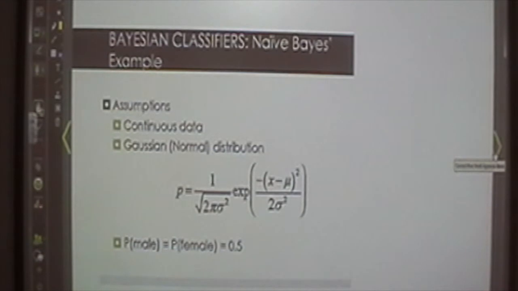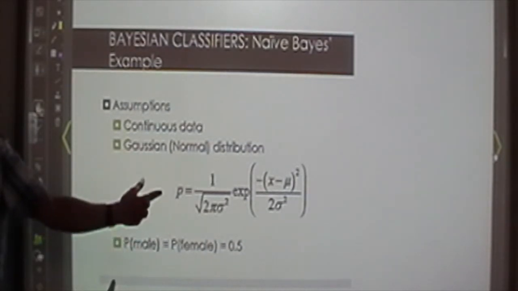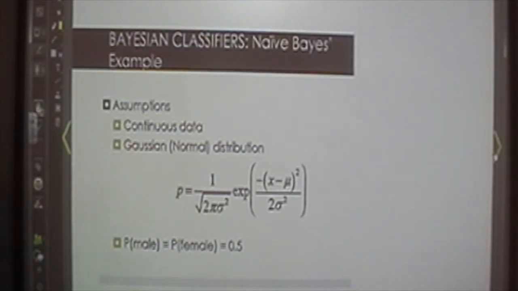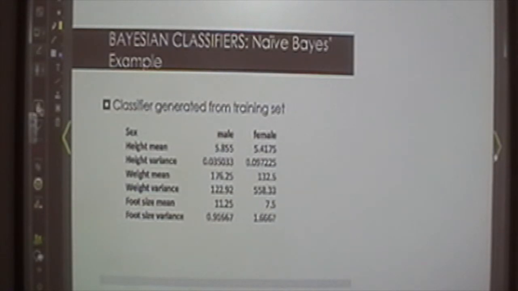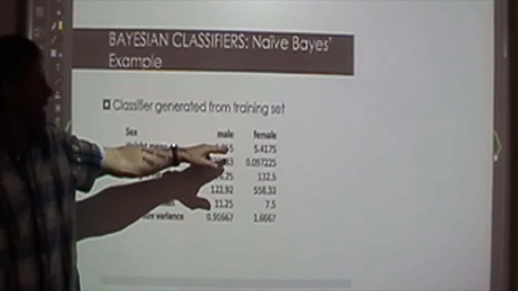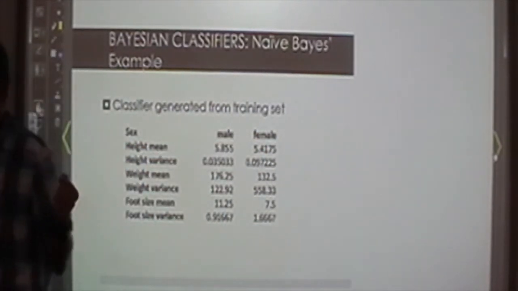Okay, and the other assumption we're going to make at this point is that the probability of male is the same as the probability of female, 0.5. It might be wrong. We can have other values there, but that's going to be our assumption, an equally likely split between the two. So the first thing we're going to do is consolidate the information about each of the two classes, male and female. If I averaged the height of each, we got 5.855 feet for male, 5.4175 feet for female.